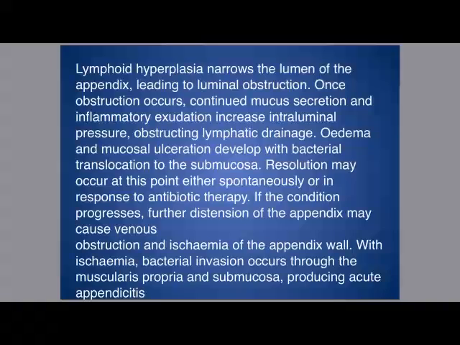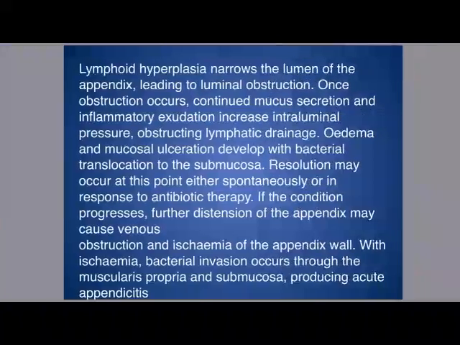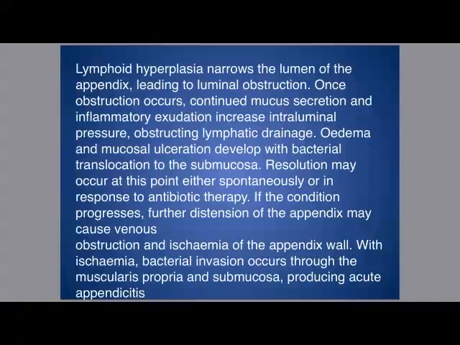Once obstruction occurs, continuous mucus secretion and inflammatory exudate increase the intraluminal pressure, obstructing the lymphatics. Further edema and mucosal ulceration develop with bacterial translocation. The bacteria, which are usually normal flora of colonic type, will translocate from the lumen of the appendix through the submucosa and through the wall of the appendix to the surrounding peritoneum. At this stage, before further inflammation occurs, resolution may occur, especially in the non-obstructive type of appendicitis.